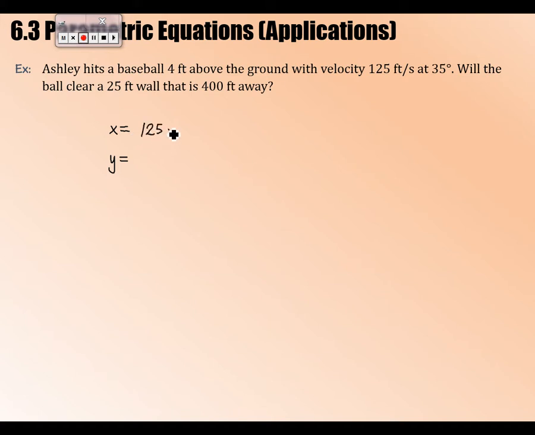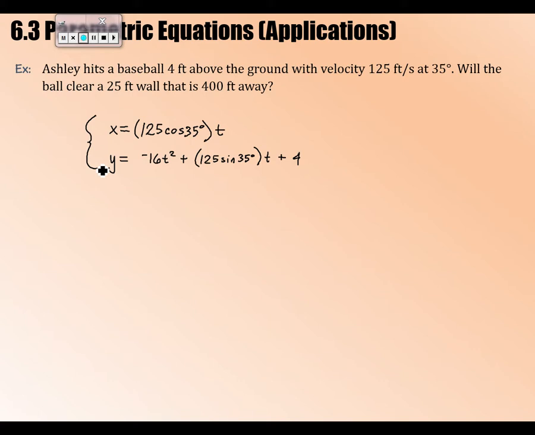125 cosine 35 times t, and negative 16t squared plus 125 sine 35 times t plus the initial height 4. So that was our set of parametric equations.